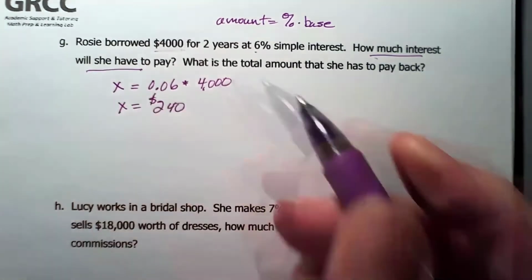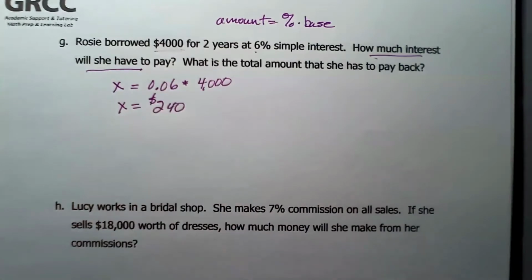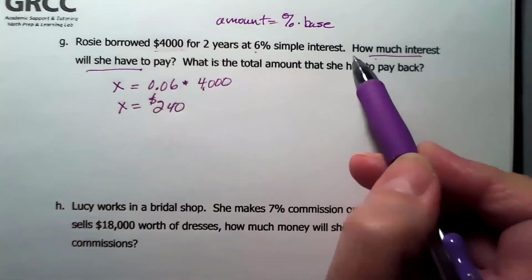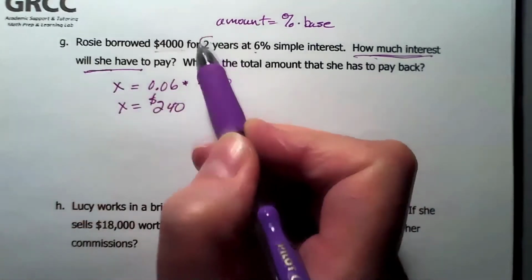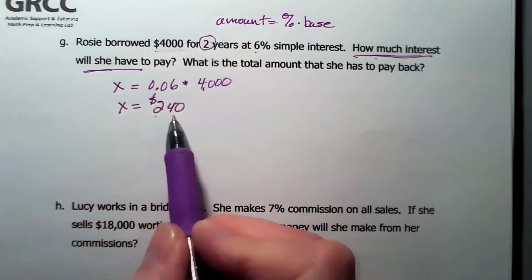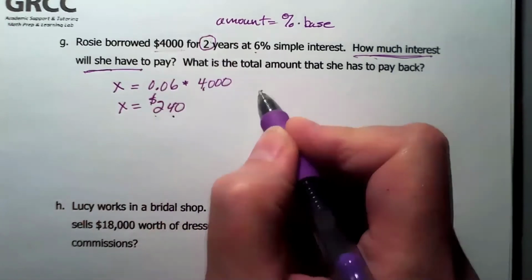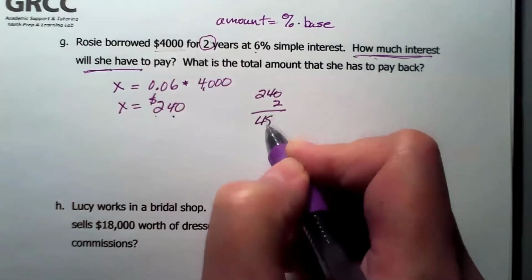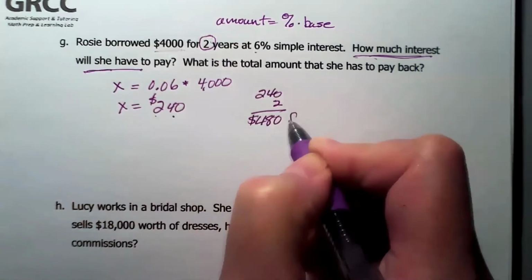Now, is that the answer to our problem? Always ask yourself when you get an answer, yeah, I did all the math, but is that what they're asking for? Well, they want to know how much interest she'll have to pay, but they said it's 2 years. So she'll pay twice that much interest. It's 240 for 1 year. So 240 times 2 is $480 for 2 years.